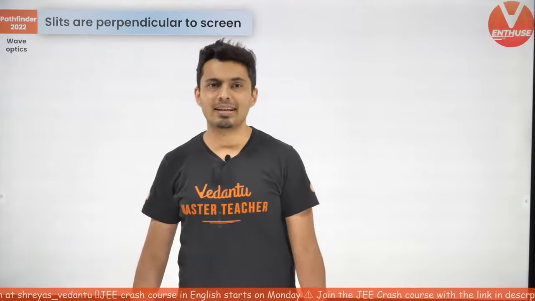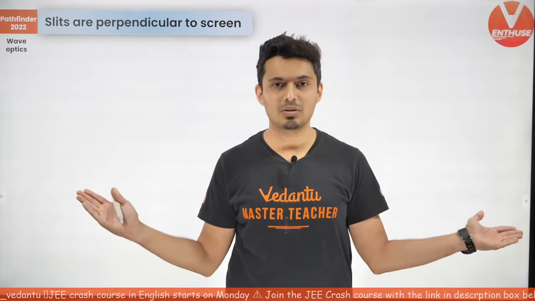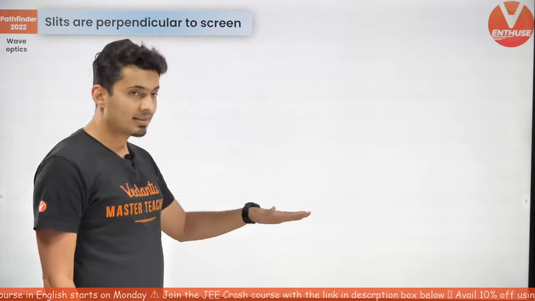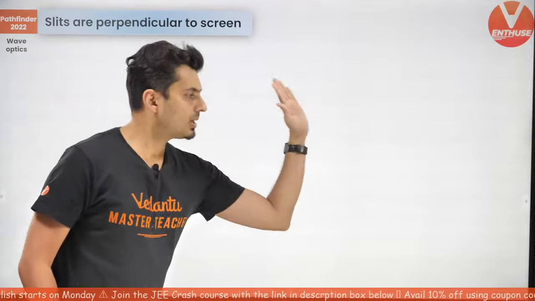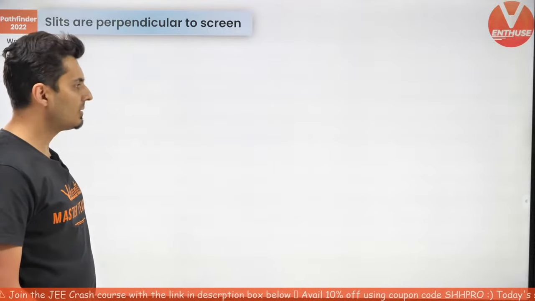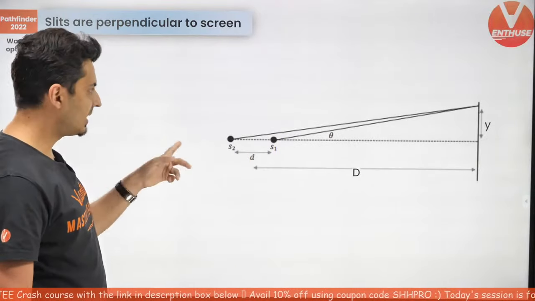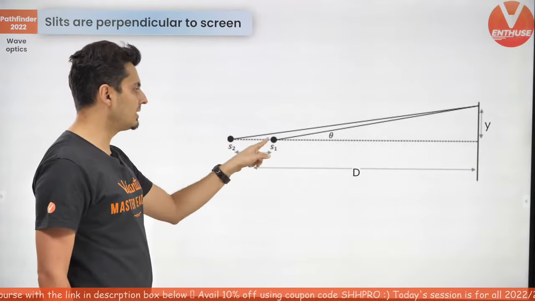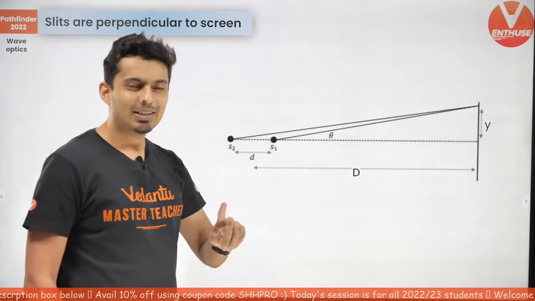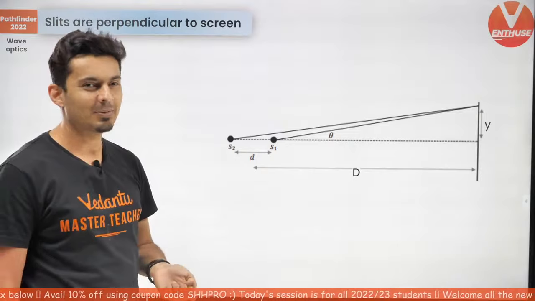Now what is the last thing? The last thing is when the slits are perpendicular to the screen. This is a very important case. Slits were earlier parallel to the screen. Now the slits are perpendicular to the screen. So something like this. These are the two slits. The screen is over here. Now there is a very interesting thing which happens.